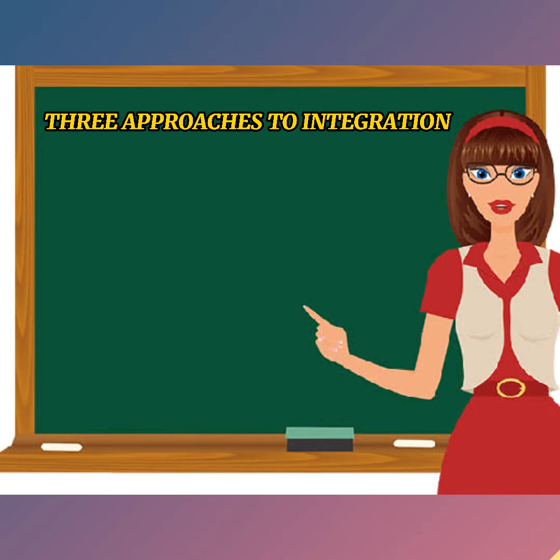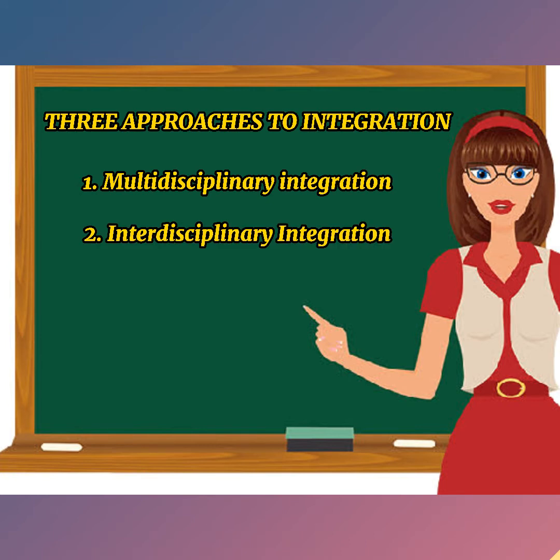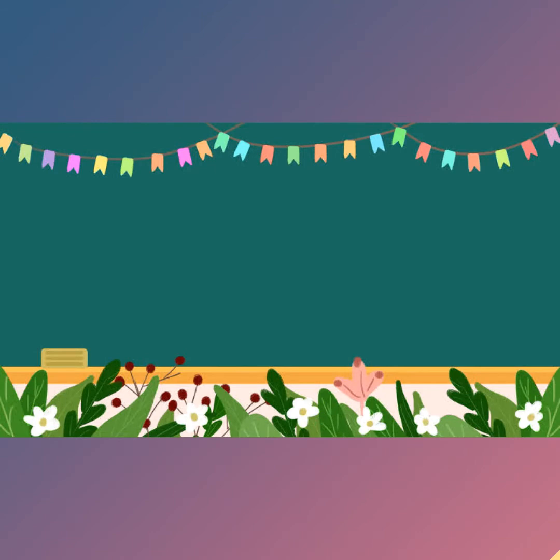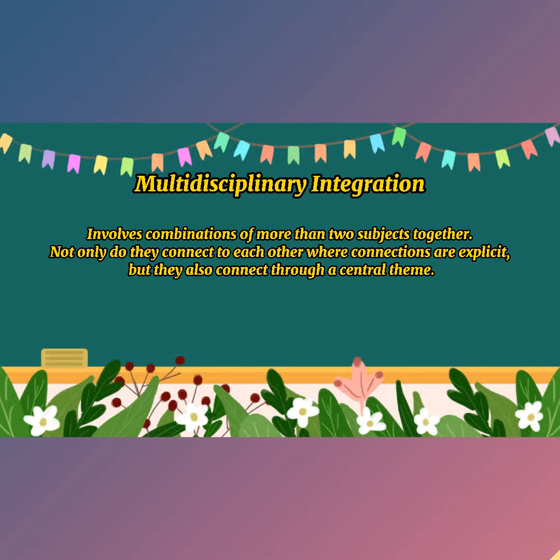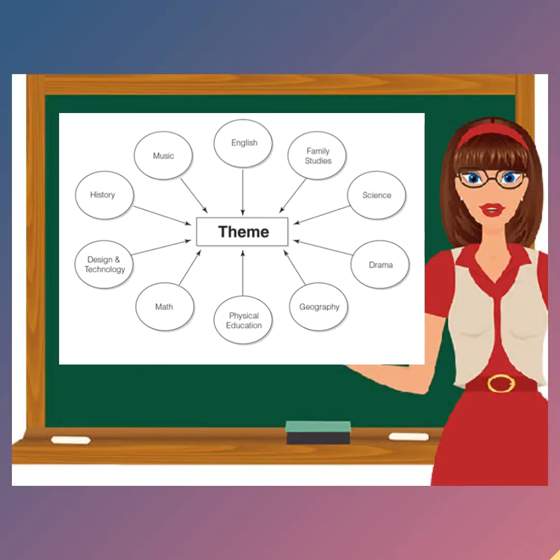The three approaches to integration are multidisciplinary integration, interdisciplinary integration, and transdisciplinary integration. Now, let us focus first on the first approach, which is multidisciplinary integration. A multidisciplinary integration involves combining two or more subjects together. Not only do they connect to each other, where connections are explicit, but they also connect through a central theme. For example, a unit focused on geocaching that met standards in math, language arts, and science would be multidisciplinary.